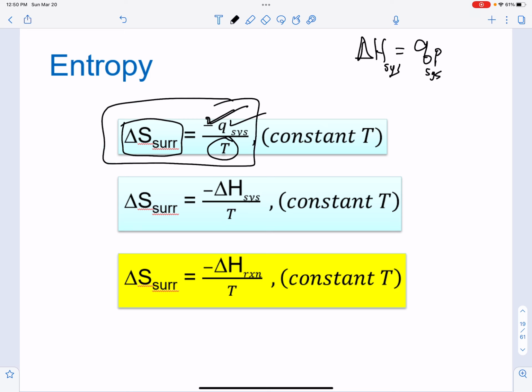And we can even go further. Since the system that we're looking at is a chemical reaction, as long as we're talking about that chemical reaction, that's the system. So you can say that the enthalpy of the reaction divided by the temperature gives you the entropy of the surrounding. So the three formulas are telling us exactly the same thing. They're just doing it with different symbols, relating heat and enthalpy of the system to enthalpy of the reaction.